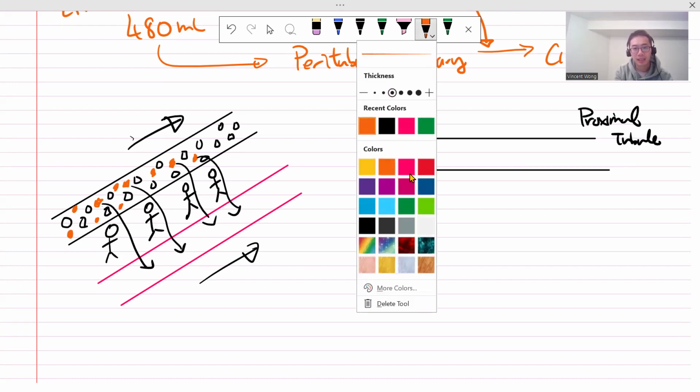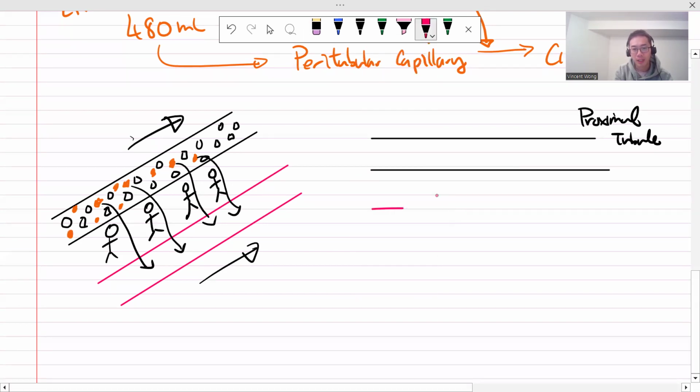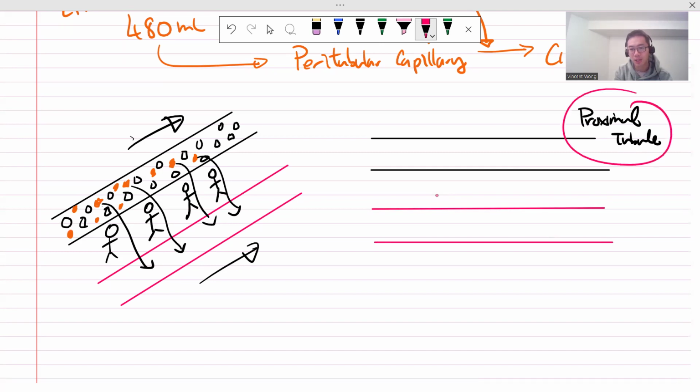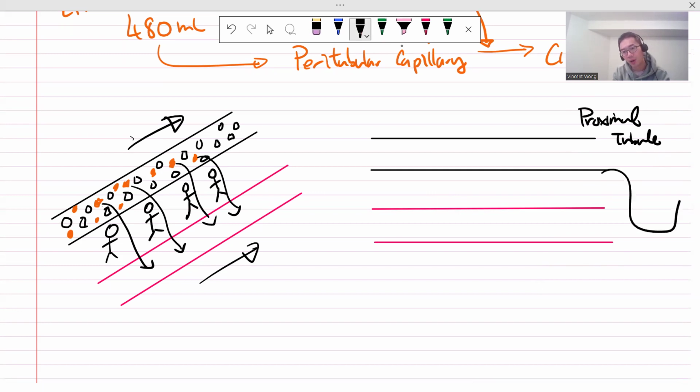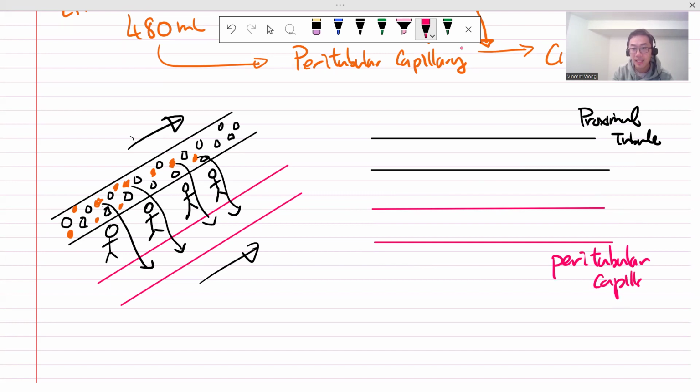Just make me feel better, guys, that I know you know what I'm talking about. If this is the proximal tubule, what is this red line? Look at your notes. Tell me, please. Distal? Well, the distal tubule would be later on after the loop, right? But this is something that's parallel to the proximal tubule. It's always there. The peritubular capillary. That's right, the peritubular capillary. That's the blood, by the way. That's where the blood is.